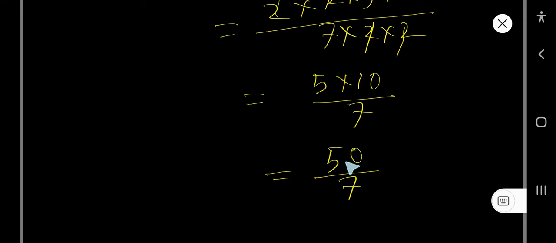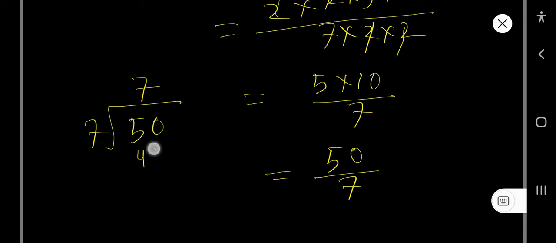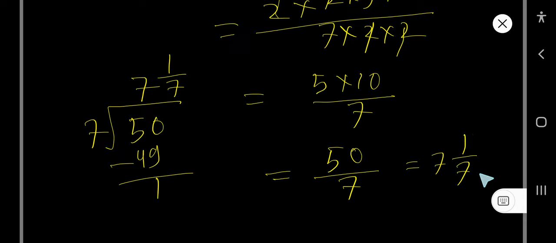This is an improper fraction because the numerator is greater than the denominator. So we need to change this improper fraction to a mixed number. So how to do that? So divide 50 by 7. 7 times 7 is 49. Remainder 1. So 1 over 7. This 1 will be the numerator and this divisor will be the denominator. So 7 and 1 seventh is the answer.